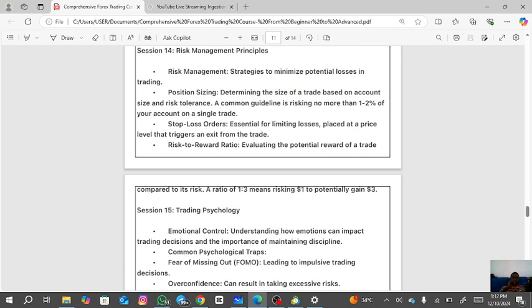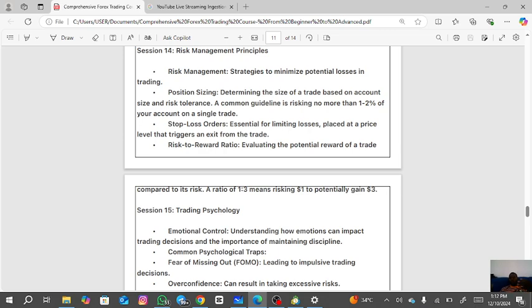Risk to reward ratio: evaluating the potential reward of a trade compared to its risks. A ratio of 1:3 means risking $1 to potentially gain $3. So if you're risking $1 to gain $3, that's risk to reward ratio. That's what it means by risk to reward. Your risk is $1, your reward is $3.